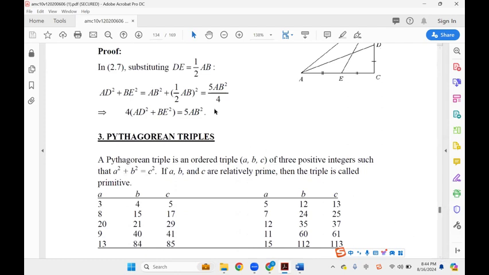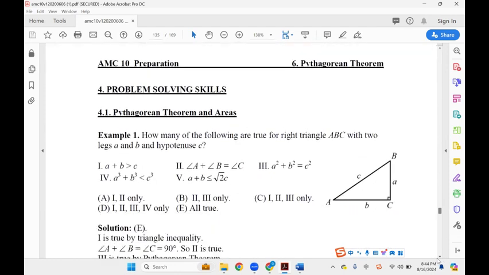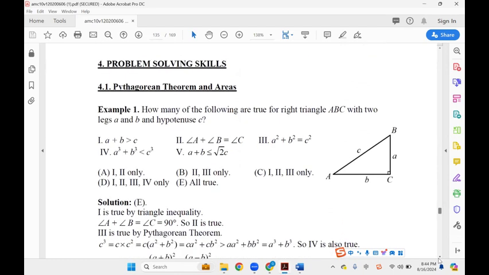Okay, so I don't think we need to talk about number 7. It's easy. Let's go directly to the example. Okay, the first one, the first example.